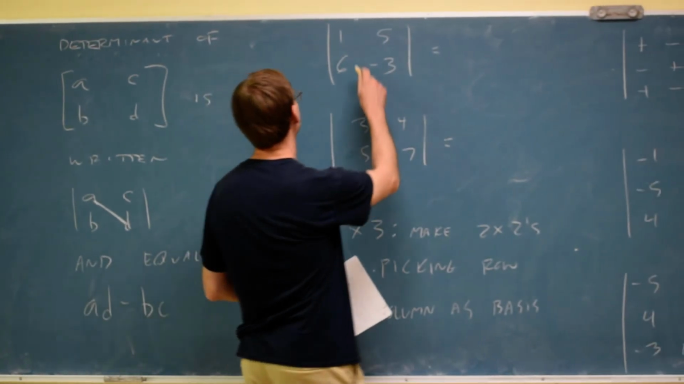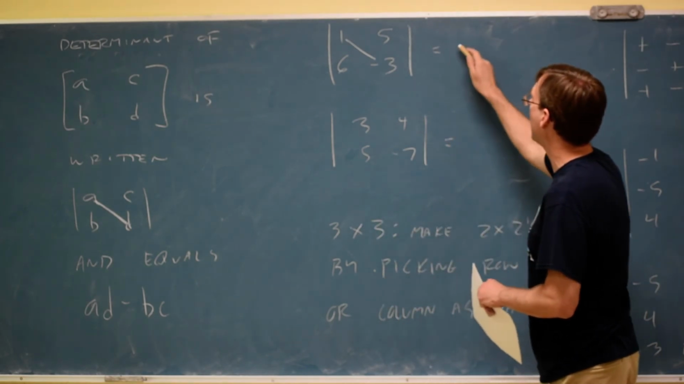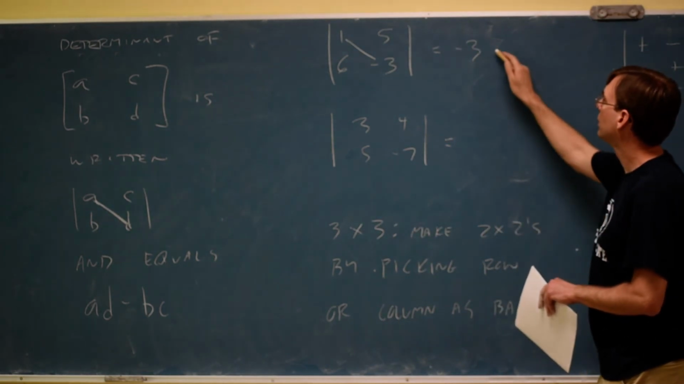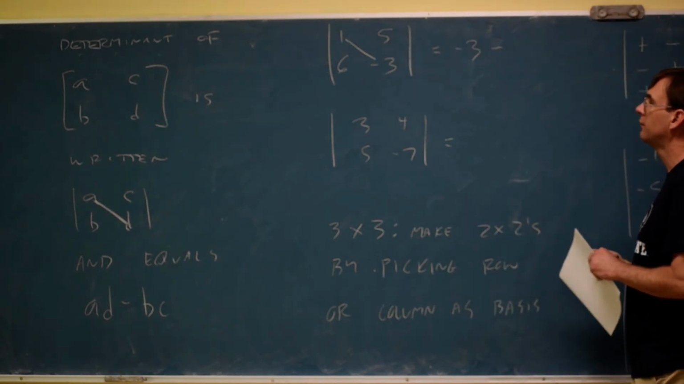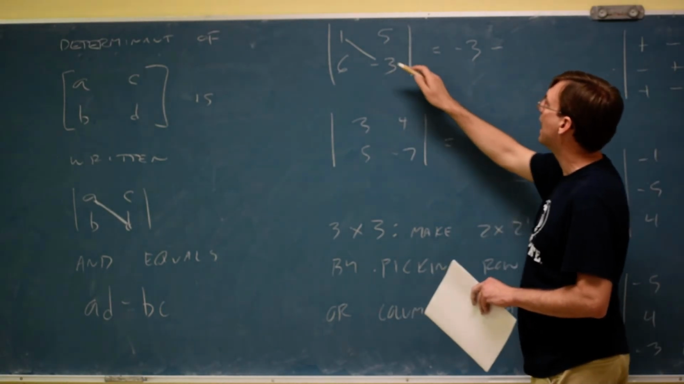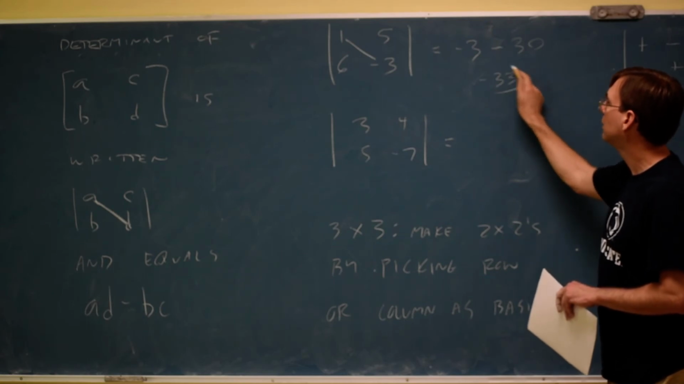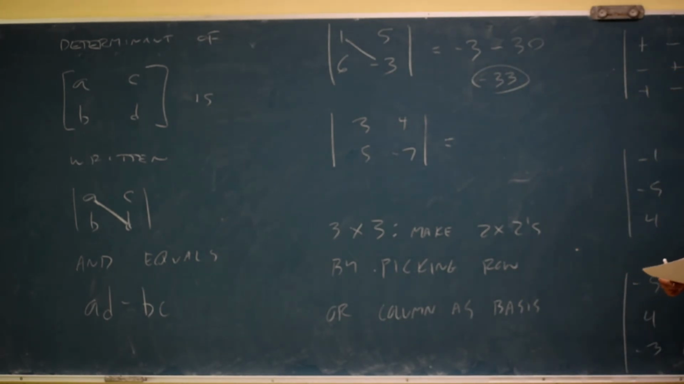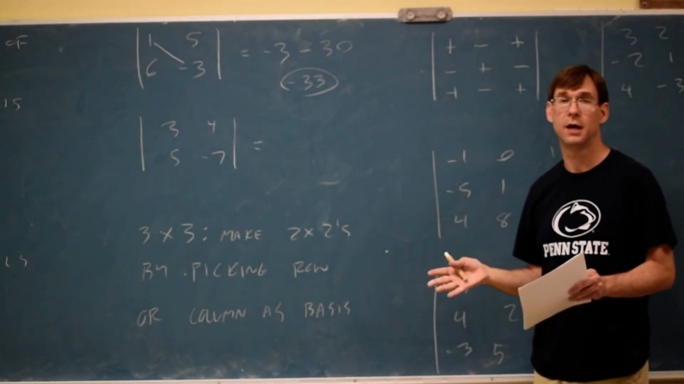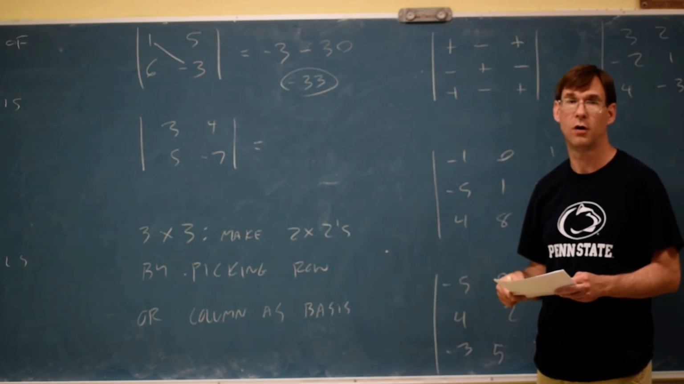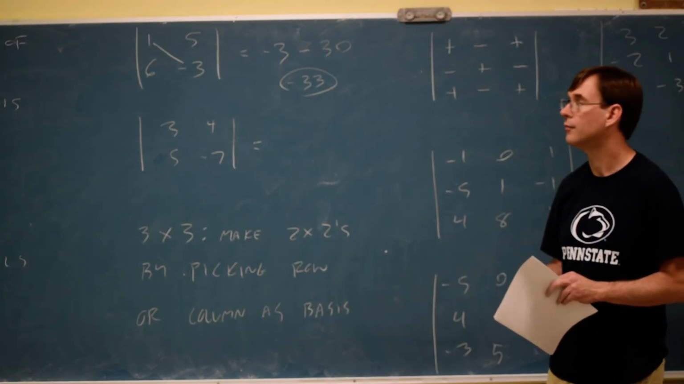So for this, I multiply those on the main diagonal, that's -3. I always think subtraction. I multiply the numbers on the other diagonal, that's 30. We math that, and it's -33, and that's it. I promised you an easier day today, and I think you would agree so far I'm delivering on that promise.